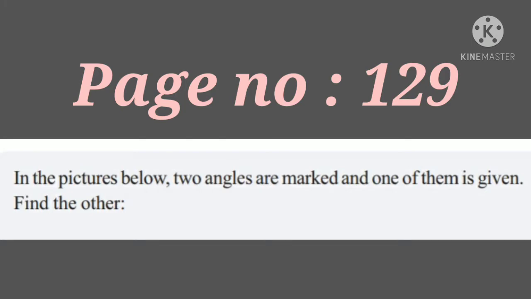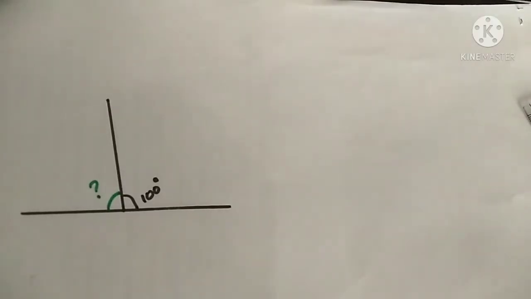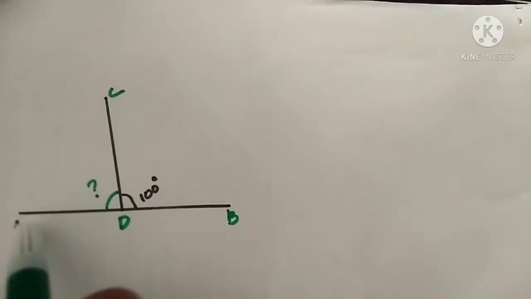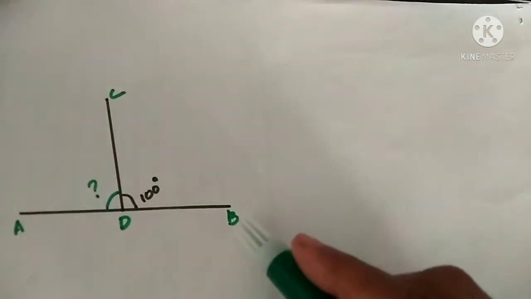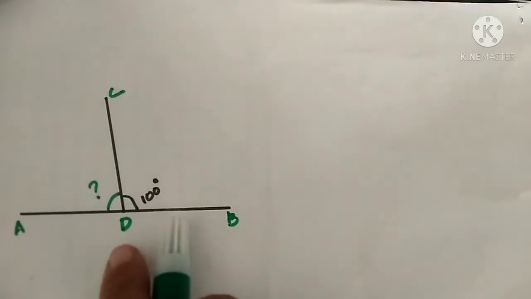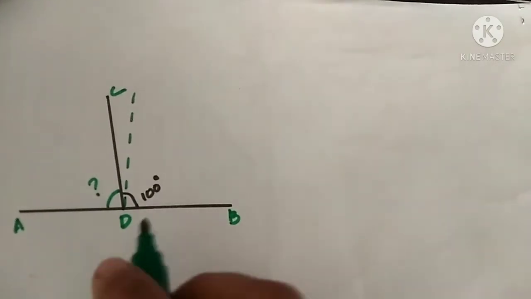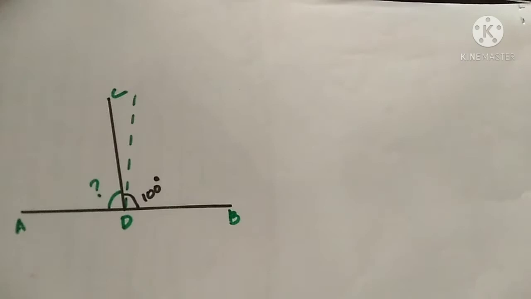Question: in the picture below, two angles are marked and one of them is given. Find the other. First figure, we need to find how much is this angle. First, let us name these angles. So, I name this angle as angle ADC and angle CDB. The next step is that you have to draw a line perpendicular to the point D, like this. We know when a perpendicular line is drawn to a line, the angle formed on either side is 90 degree.